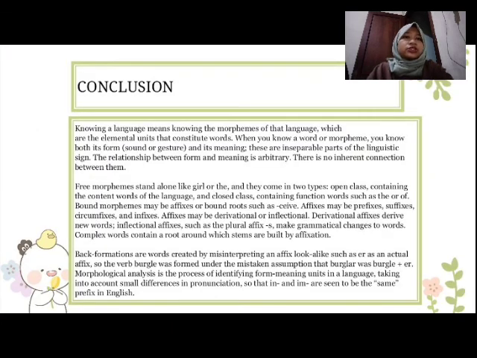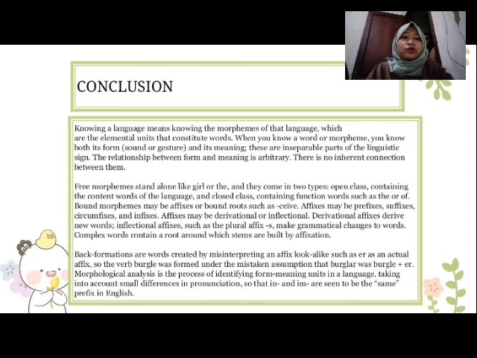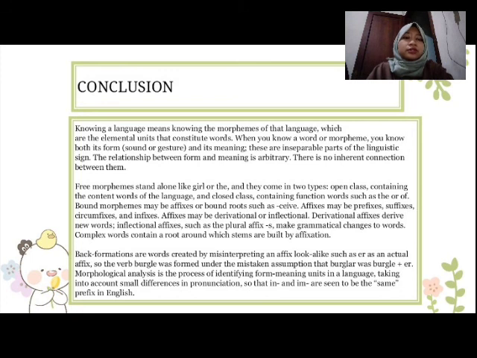So we can go to the conclusion. Knowing a language means knowing the morphemes of that language, which are the elemental units that constitute words. When you know a word or morpheme, you know both its form, sounds or gesture, and its meaning. These are inseparable parts of the linguistic sign. This relationship between form and meaning is arbitrary. There is no inherent connection between them. And morphemes may be free or bound morpheme. Back formations are words created by misinterpreting an affix lookalike as an actual affix to the verb. Burgle was formed under the mistaken assumption that burglar was burgle plus -er.